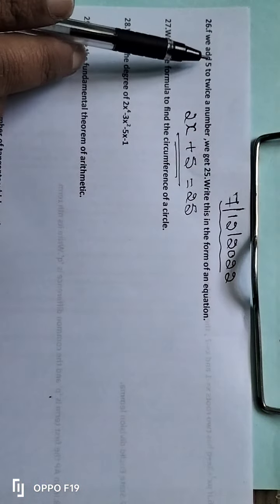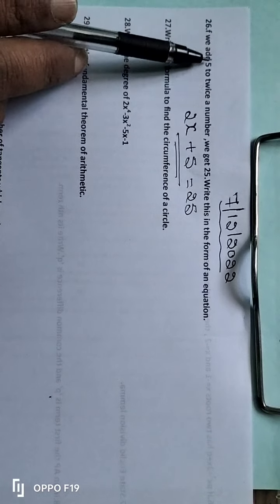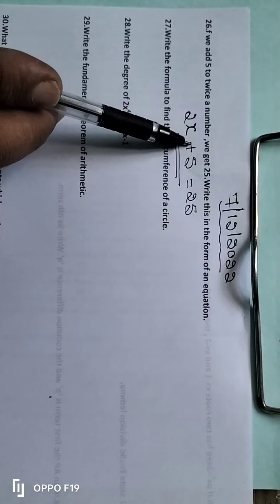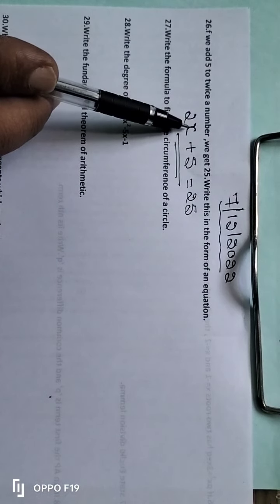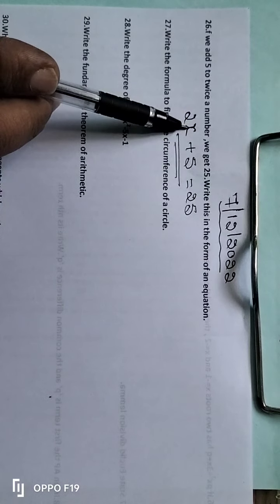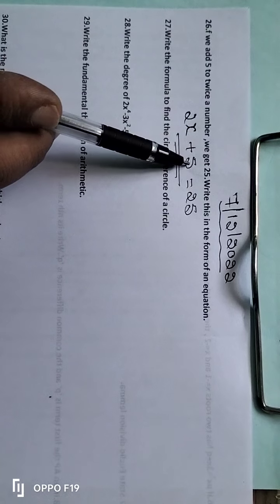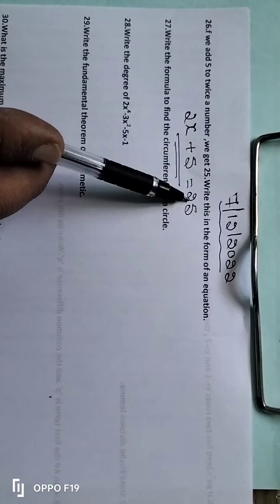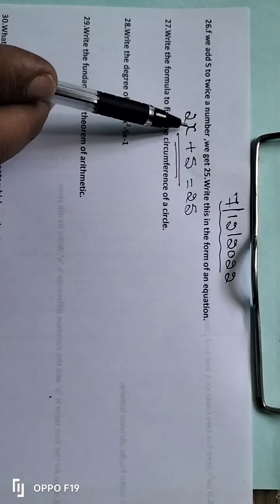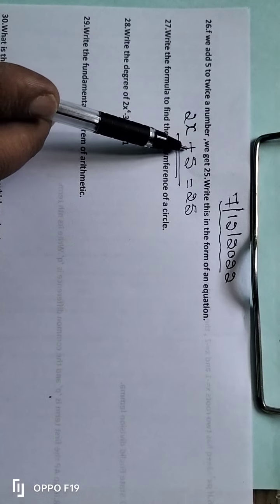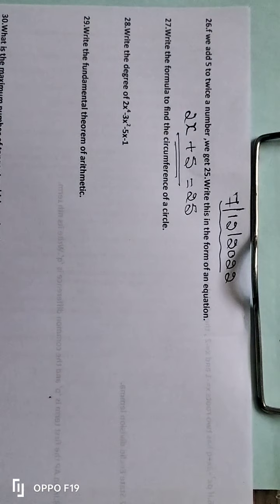So 5 is added to twice the number. Which is that number? That number I have taken as x. So twice the number added to 5 gives us 25. Therefore the required equation is 2x plus 5 is equal to 25.